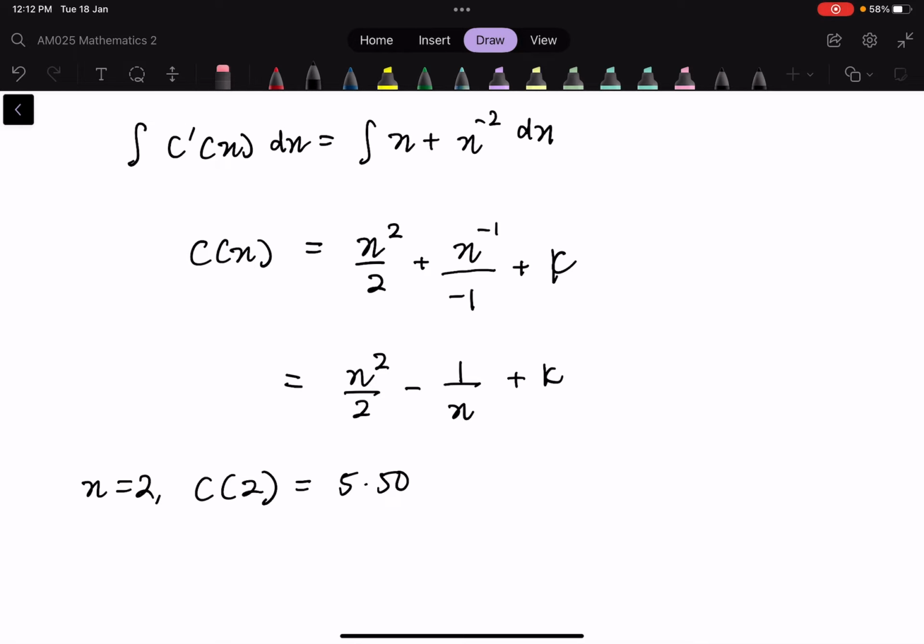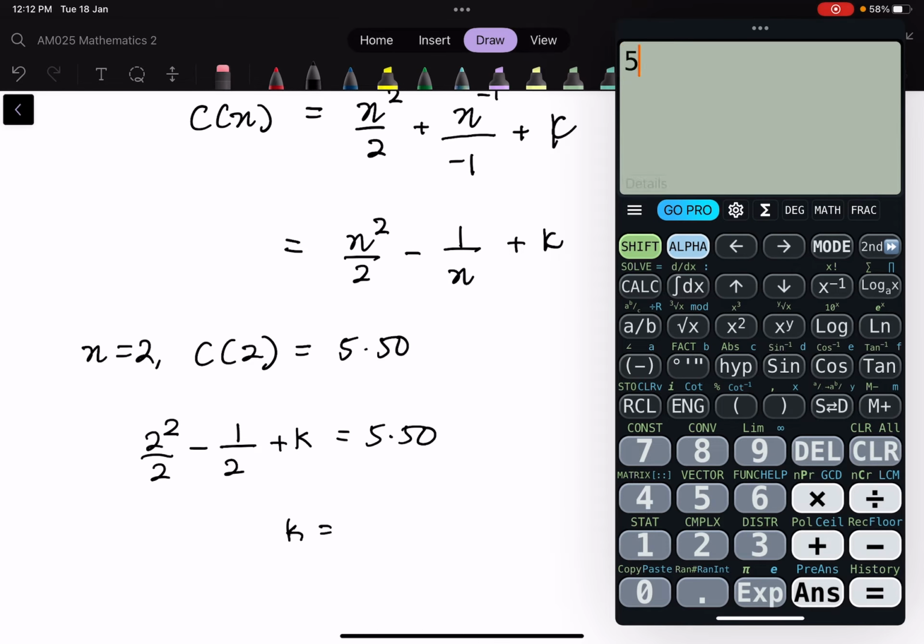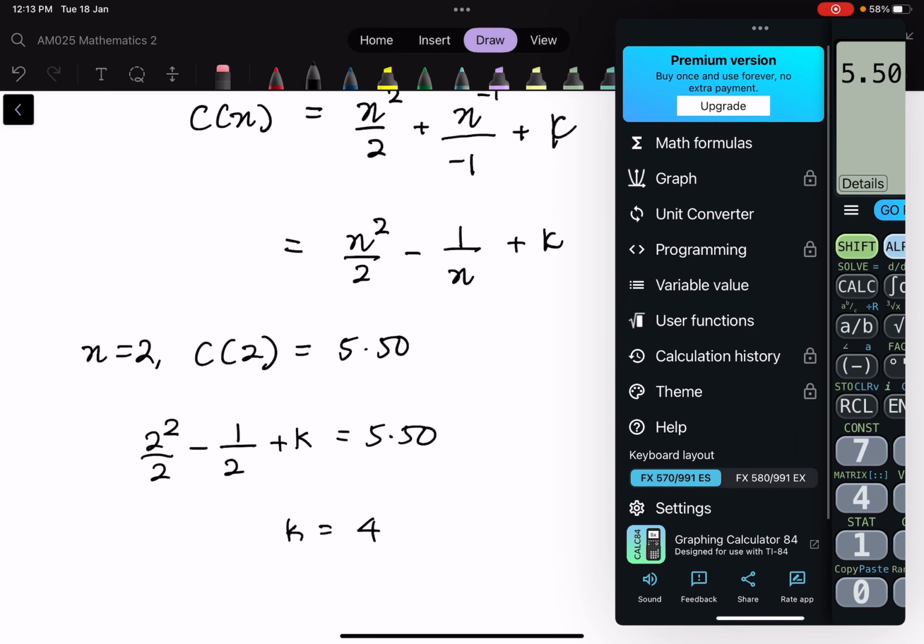So 2 squared over 2 minus 1 over 2 plus k equals 5 ringgit and 50 cents. Then k equals 5 ringgit and 50 cents minus 2 squared over 2, which is 2, plus 1 over 2, which is 4. So our k is 4.